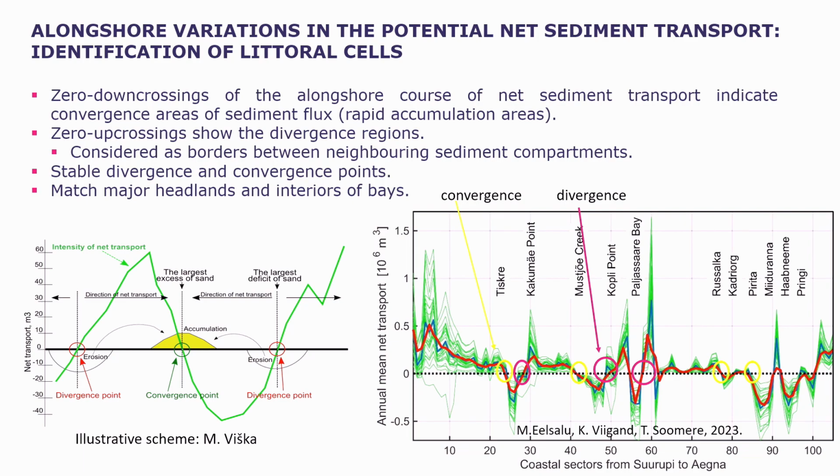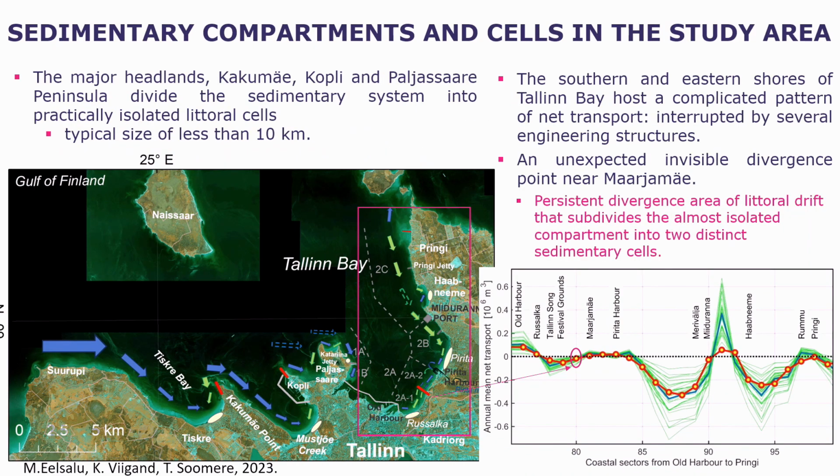And the zero upcrossing points reflect the divergence regions, and they can also be considered as borders between the neighboring sediment compartments. The sediments are moving from that point in different directions. Over the period of interest we have considered, these points have stayed stable, and in these theoretical calculations, they actually match with the major headlands and interiors of bays.